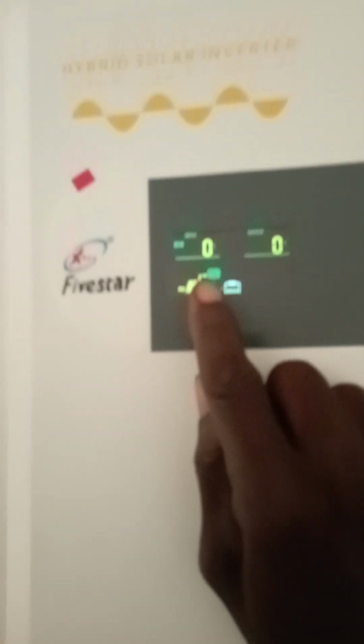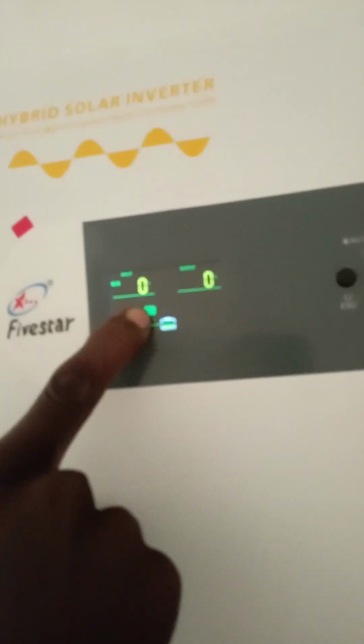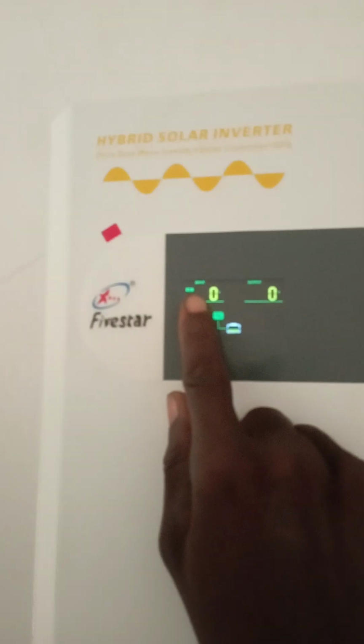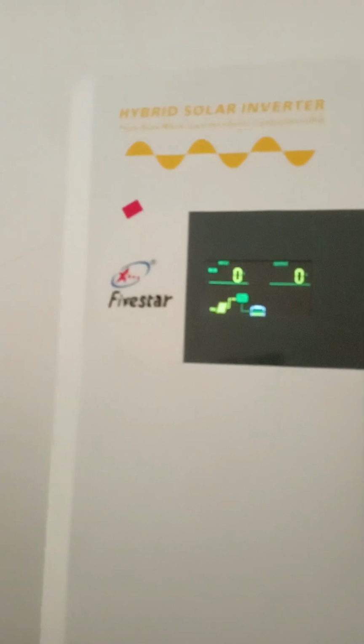Now you go back, and the inverter is working. This is the PV sign. It shows that the inverter is using PV to charge, and this is the charge controller charging icon. You can see it shows it is charging the battery. So the battery is charging now. You can see clearly you don't have any output.